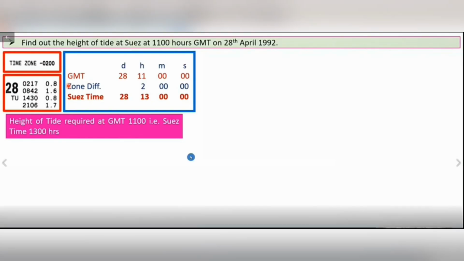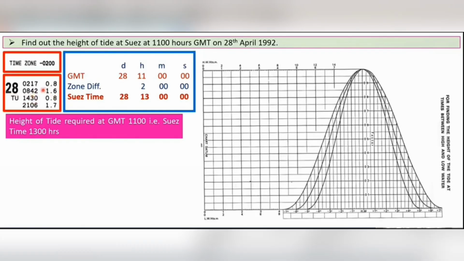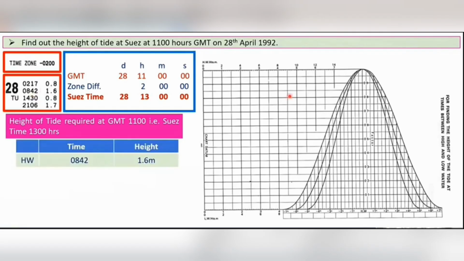Okay, let's move ahead. Now, since we need it for 1300 hours Suez time, this time shall fall between this high water at 0842 and low water at 1430. So we'll have to basically work out in this period. Now we have this graph diagram which we just discussed. We have high water at 0842 when the height is 1.6 meters. We have low water at 1430 when the height is 0.8 meters.